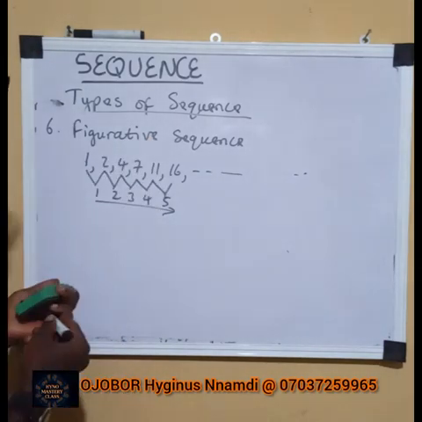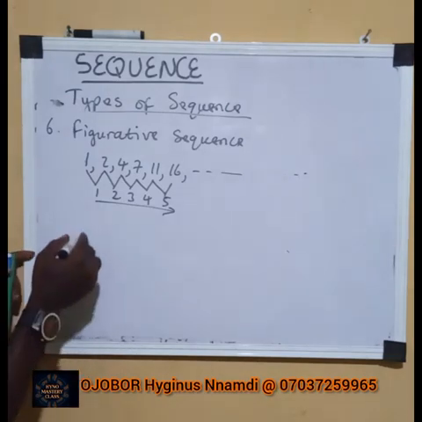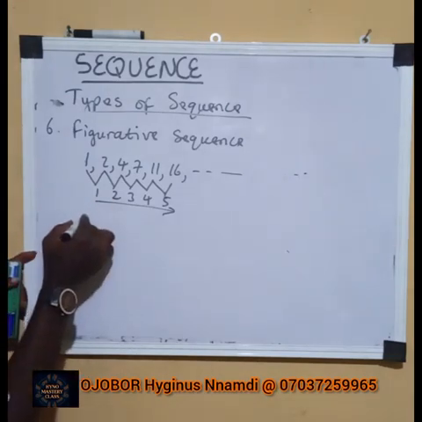Under this figurative sequence, we can also have a square sequence, such as the square of natural numbers. If you square 1, you get 1.